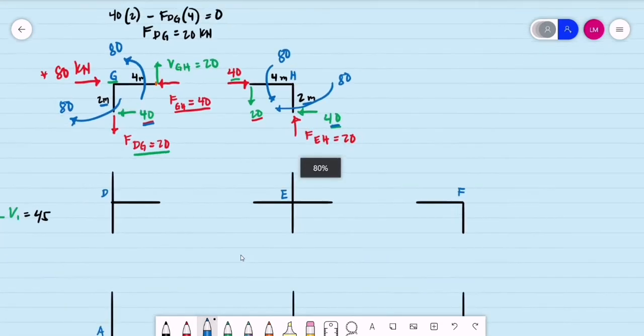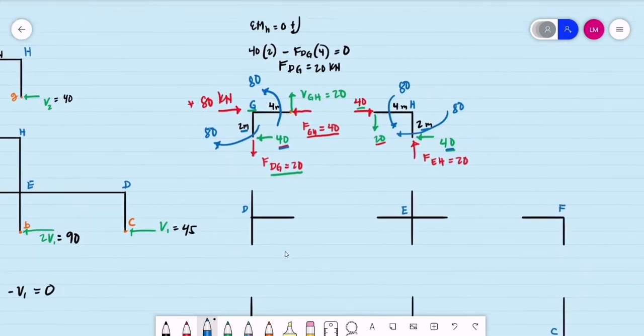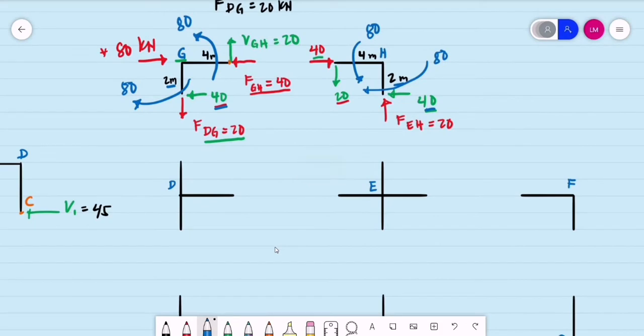So we proceed to the first level. What are the shear forces for all columns? We are to place them. For column AD, the magnitude of the shear is 45. The same with column CF, this is also equal to 45 kilonewtons. And the shear for the interior column is equal to 90 kilonewtons.